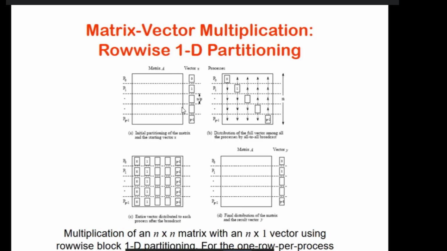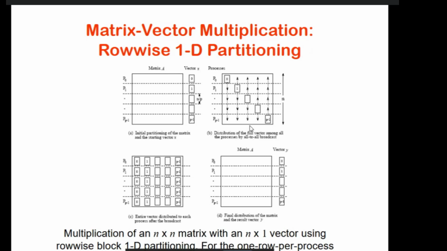In the first step, the matrix is divided among n processors, where each processor stores a complete row of the matrix. Here we have divided this matrix into n rows, and each row is allocated to a single processor. Vector x is also divided such that each element of vector x belongs to a row of the matrix. The second step is all-to-all broadcasting. In all-to-all broadcasting, each processor has its own element of vector x, and this gets copied to each processor P0, P1 up to Pn minus 1.